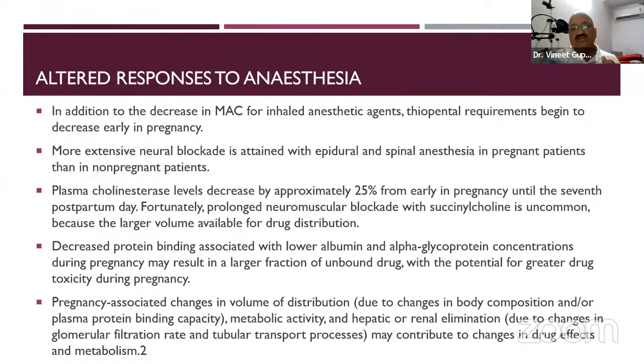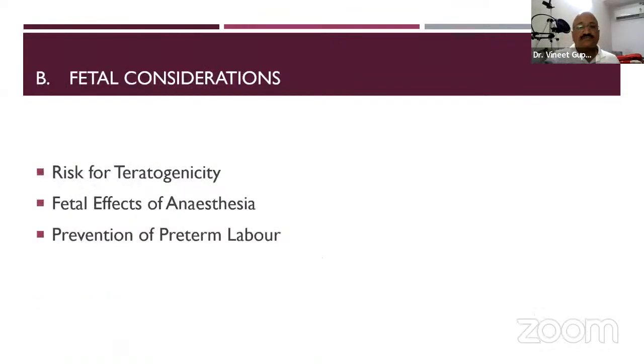Decreased protein binding, associated with lower albumin and alpha-1 glycoprotein concentration in pregnancy, may result in a larger fraction of unbound drug with a potential for greater drug toxicity during pregnancy. Then pregnancy-associated changes in volume of distribution due to changes in body composition and/or plasma protein binding capacity, metabolic activity, and hepatic or renal impairment in elimination may contribute to the change in drug effects and metabolism. Then this is the physiological part.